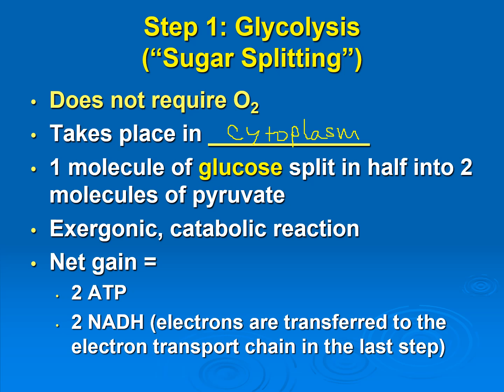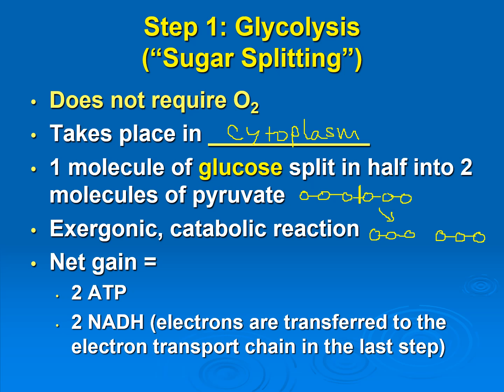What we're going to do is take the glucose, which has 6 carbons, which I'm just going to represent as these little balls. And we're just going to split the glucose right in the middle. And so we end up making 2 molecules of a 3-carbon sugar called pyruvate. So that's all glycolysis is. We just split the glucose in half.